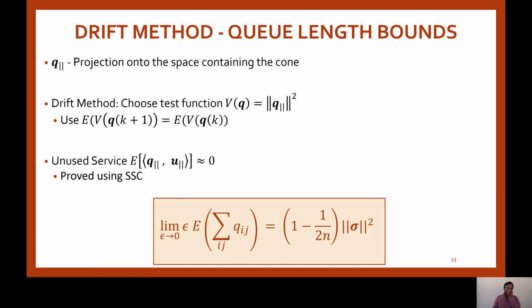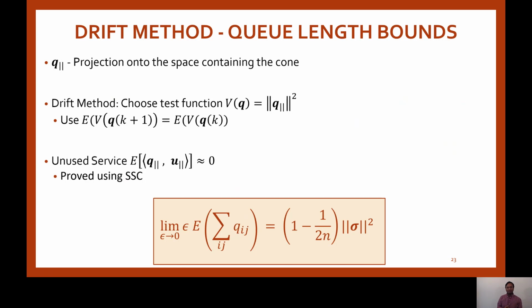Okay. Now, once we have this state space collapse, my goal again is to bound Q lengths, the mean sum of Q lengths. And to do this, I again use a test function and set its drift to 0. The test function I use is Q parallel square, the projection onto the cone. Actually, here I don't project onto the cone, I project onto the space. If you want, you can project onto the cone, but projecting onto the space is easier because it's a linear operation, but projecting onto the cone is not a linear operation.